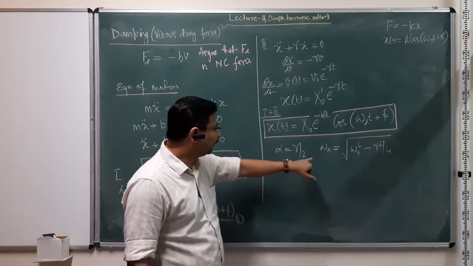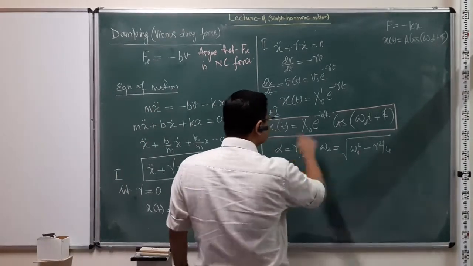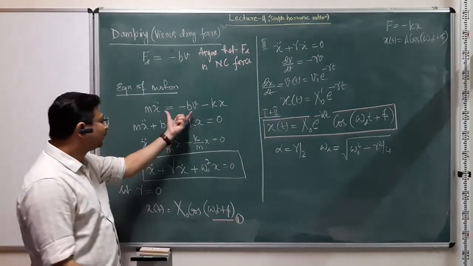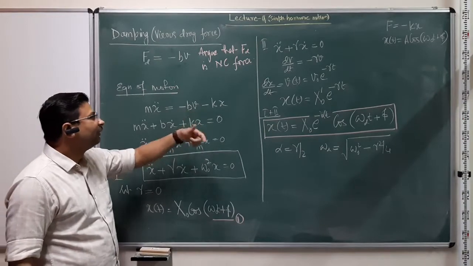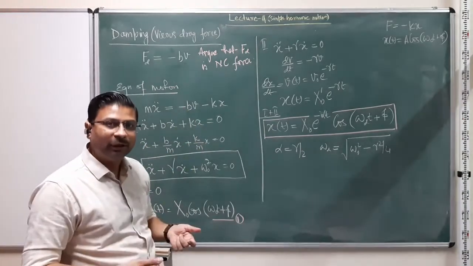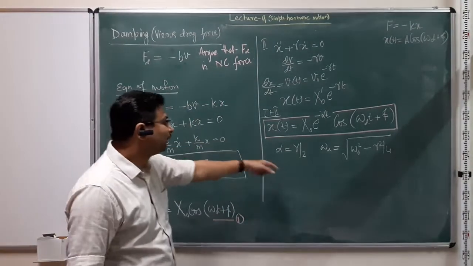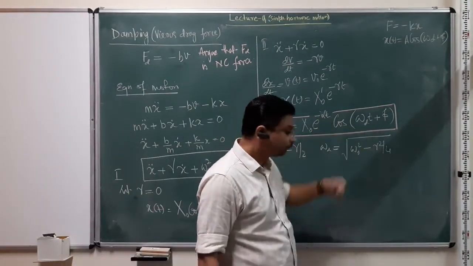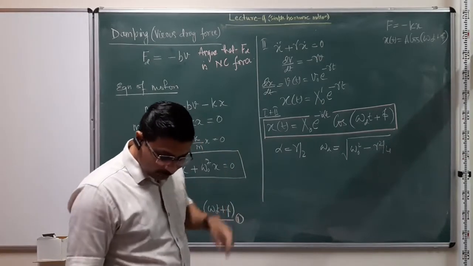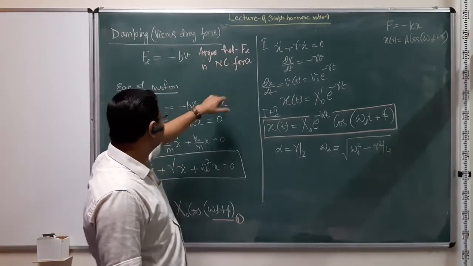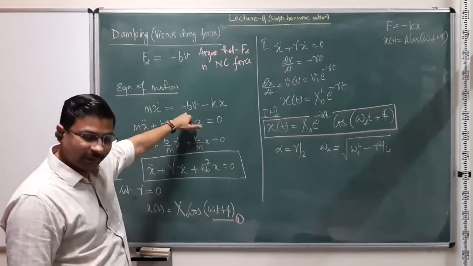So alpha is gamma by 2, omega d is this thing, and now in this case, omega d is a different frequency. So of course, the system under the influence of an additional force will not oscillate or will not undergo periodic motion with the same natural frequency. There has to be an effect of this, and that effect comes out in terms of alpha and omega d. Right. So this is the solution for our harmonic oscillator under damping. Okay.